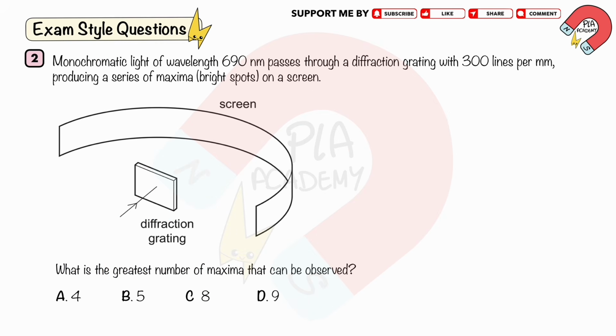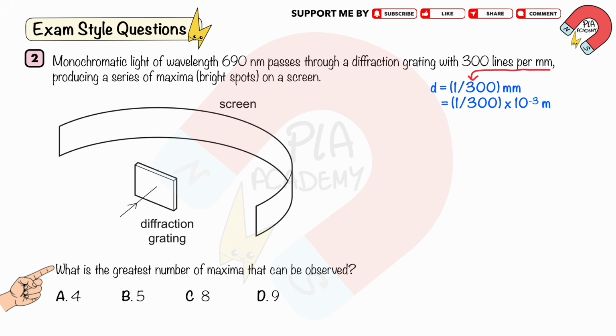Exam style question 2. Monochromatic light of wavelength 690 nanometers passes through a diffraction grating with 300 lines per millimeter, producing a series of maxima, bright spots, on a screen. What is the greatest number of maxima that can be observed?